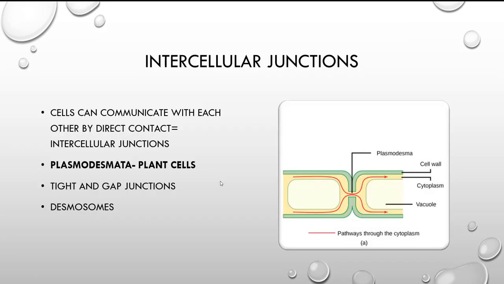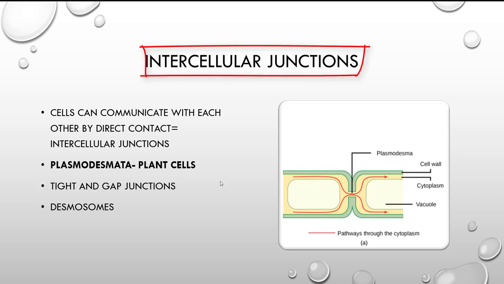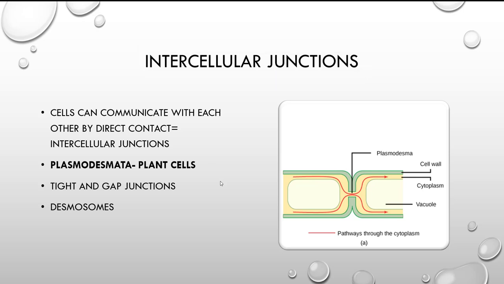All right, and then the final area of our video that we're going to talk about is intercellular junctions. Just like the extracellular matrix, this occurs outside of the cell, but it's important because it allows for communication and allows cells to stick together and things like that. Here's the definition: intercellular junctions are a way that cells can communicate with each other by direct contact.